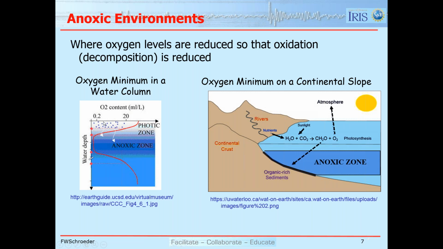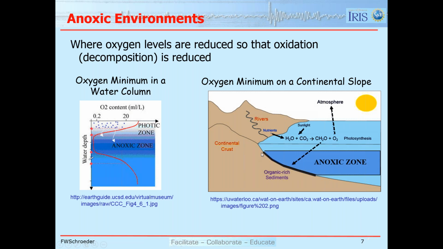On the left, if this is a water column in an ocean or in a lake, in the photic zone, we have a lot of organic material being produced. It dies, it starts to sink. We can get a place where the amount of oxygen reaches a minimum, almost down to 0. And this would be where, if the organic material got buried, it would have a more likely chance to be preserved.